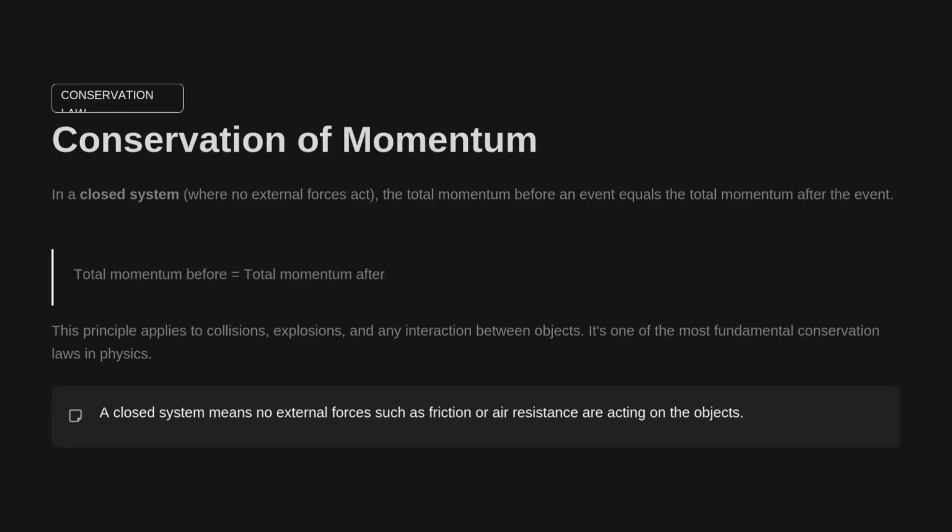Going on to conservation of momentum, that is the core principle here. One of the most important rules is that momentum is conserved in a closed system. That means the total momentum before an event is equal to the total momentum after, as long as no external force acts on the system. So for AQA students, in a closed system, the total momentum before and after an event is the same. So the key equation is total momentum before equals total momentum after.